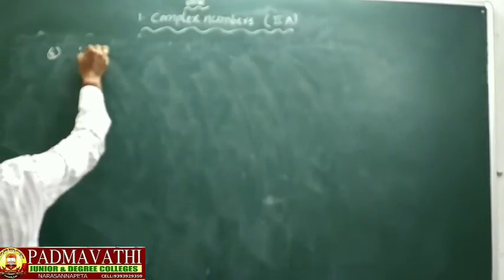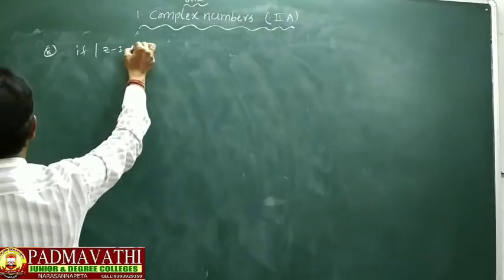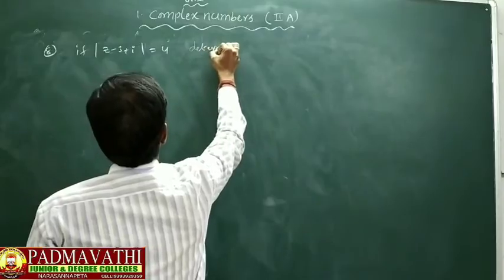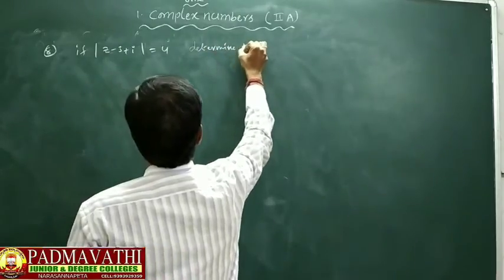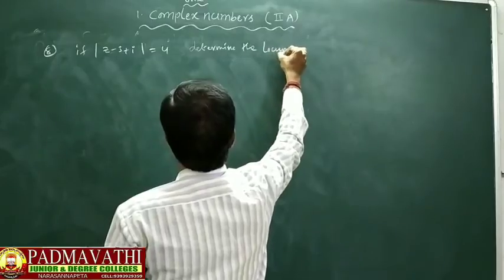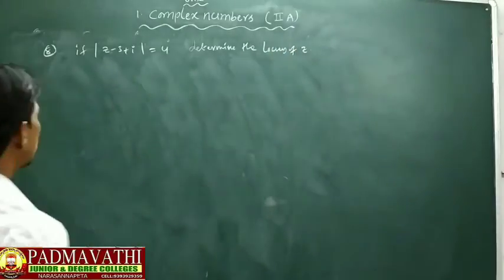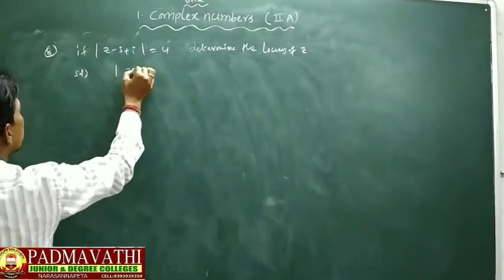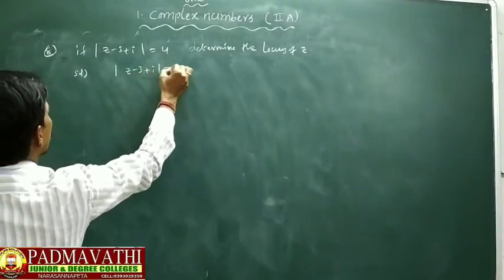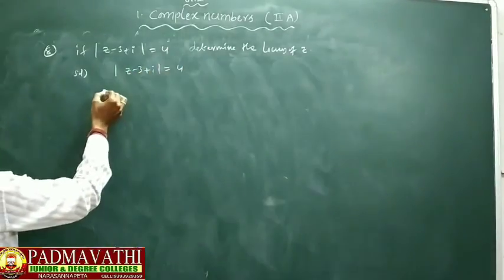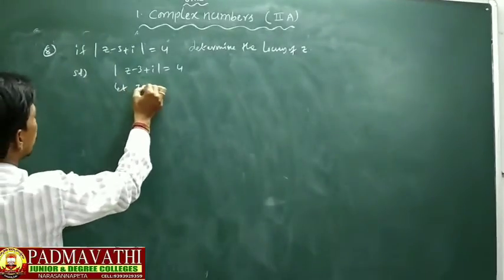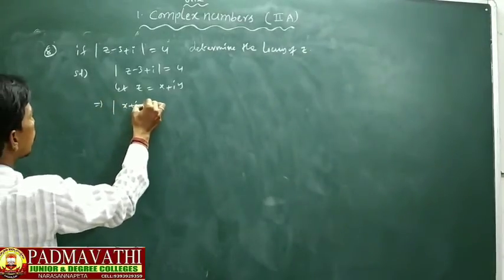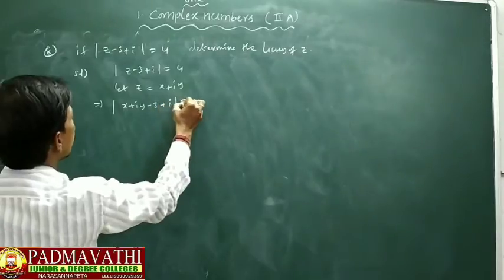If |z − 3 + i| = 4, determine the locus of z. It's a very simple problem. Solution: |z − 3 + i| = 4. Let z = x + iy, which implies |x + iy − 3 + i| = 4.